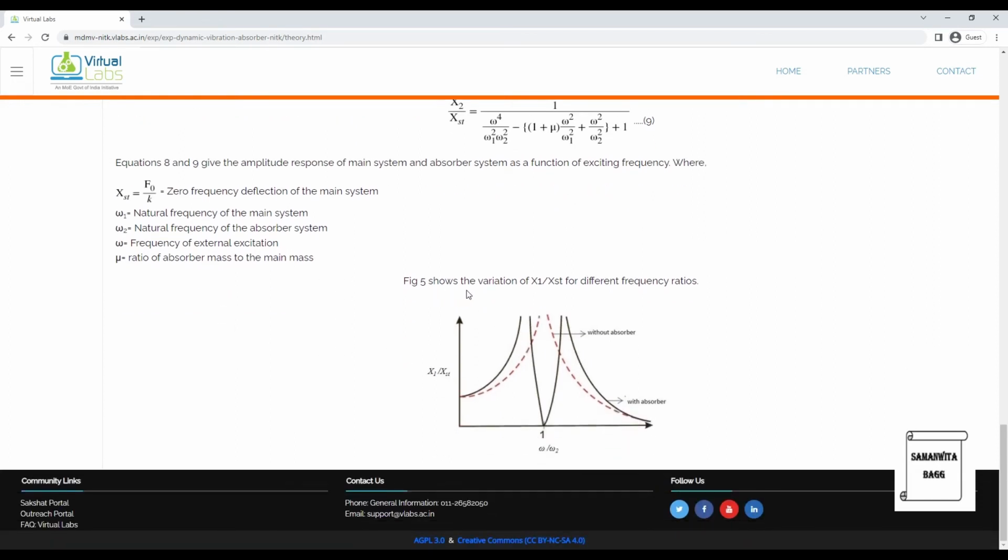Figure 5 shows the variation of x1 upon xst for different frequency ratios. So you can see here, when your frequency ratio is 1, this graph is reaching infinity. And for the rest of them, it is increasing exponentially and then decreasing with the use of absorber. Without the use of absorber, again this kind of a graph will be obtained, the red one. And with absorber, you will see this kind of a graph, the black one. And when there is a resonance, there is infinite amplitude, and hence this displacement is showing infinity.